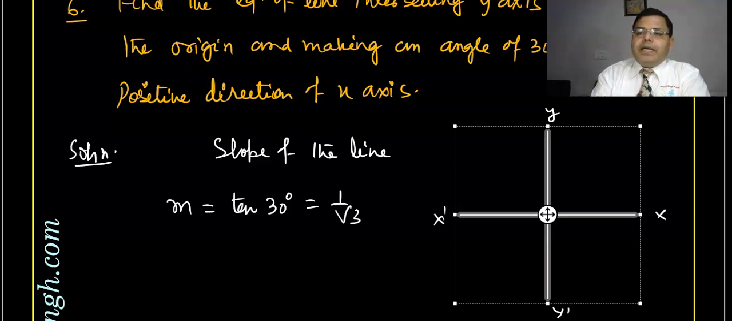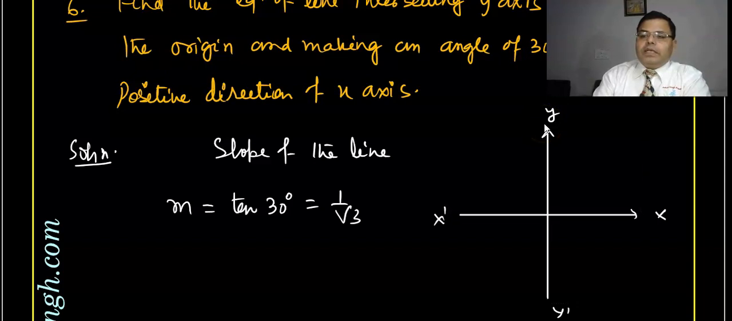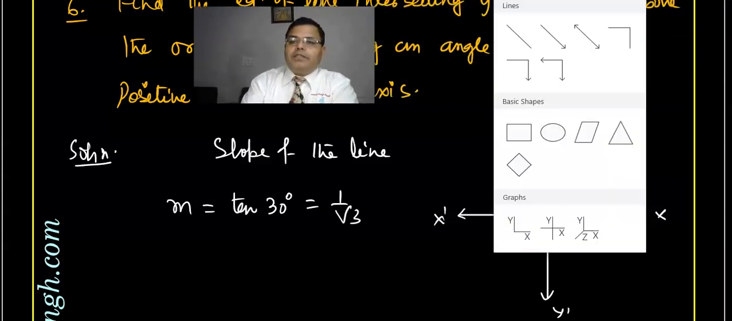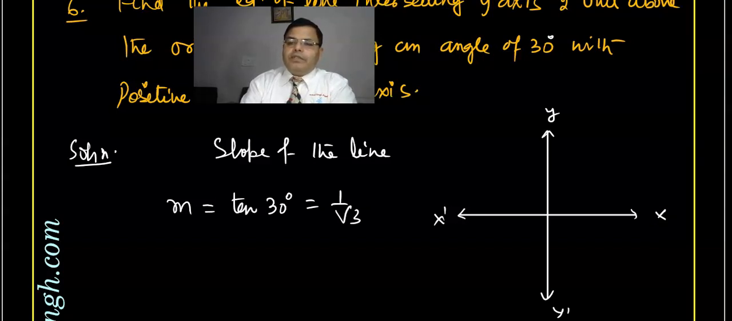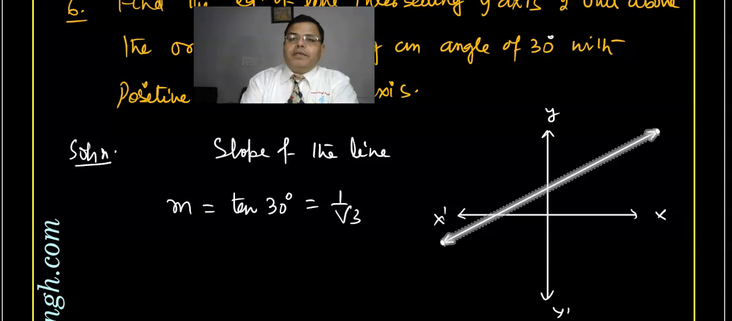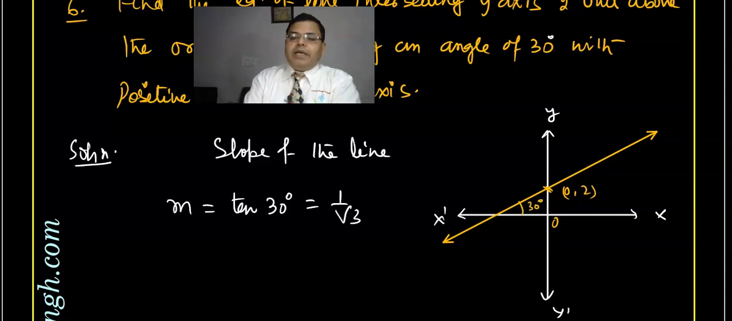Now here the line is passing through 2 unit above the origin. So the line is passing like this, with this angle. That is, this point will be (0, 2). Here the line is 2 unit above the origin and making an angle of 30 degree with the positive direction of the x-axis.